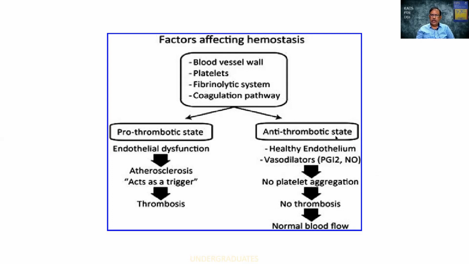There is also something called an antithrombotic state. In normal individuals, this is there. There is a healthy endothelium. We can otherwise call it a normal intact endothelium. There are vasodilators such as prostaglandin and nitric oxide. No platelet aggregation. If you take our blood, the platelets will not be aggregated. There is no thrombosis and a normal blood flow continues. Look at the beautiful balance that we have got within our vasculature.